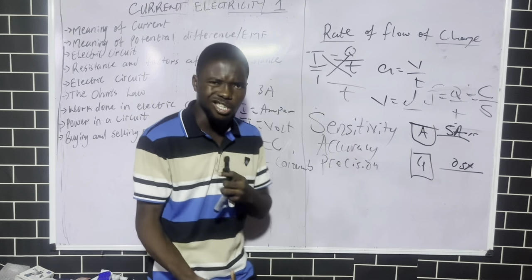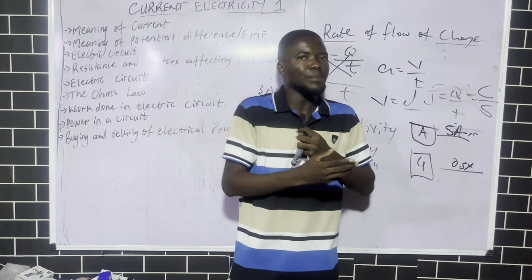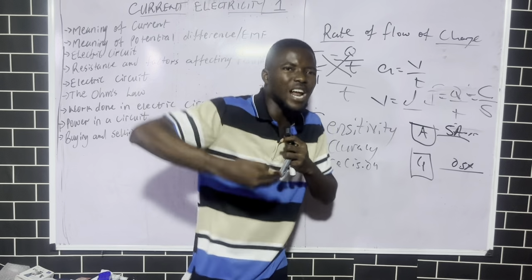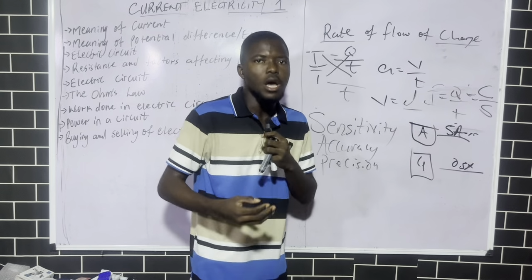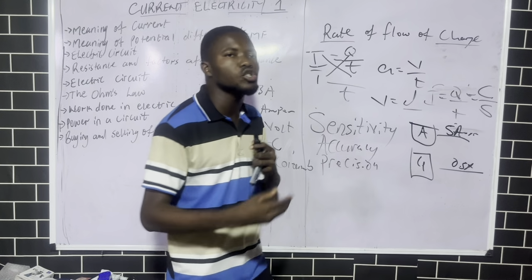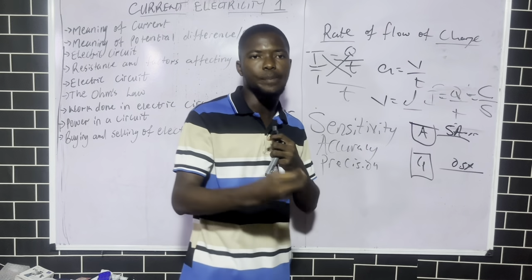Then what is precision? Precision is not the same as accuracy. Precision is when an instrument is able to measure several values that are close. So let's take for example now an instrument. I use this ammeter to measure a particular current.